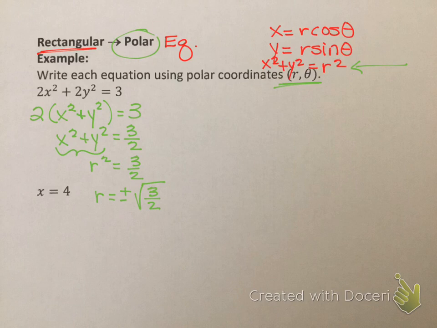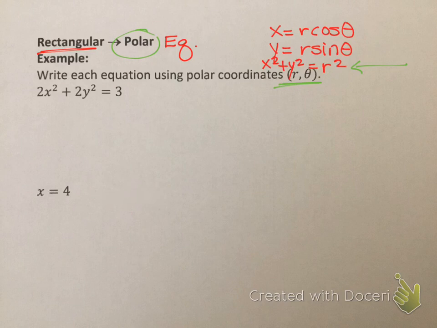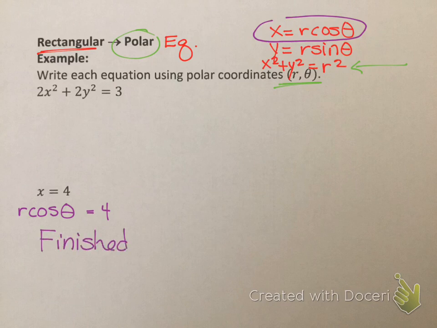All right, let's do the last one and finish up this lecture. I think this is the hardest problem we're going to do all day. We have x equals 4. Oh, x is just r cosine theta, so r cosine theta is equal to 4. You're finished. That is your polar equation.